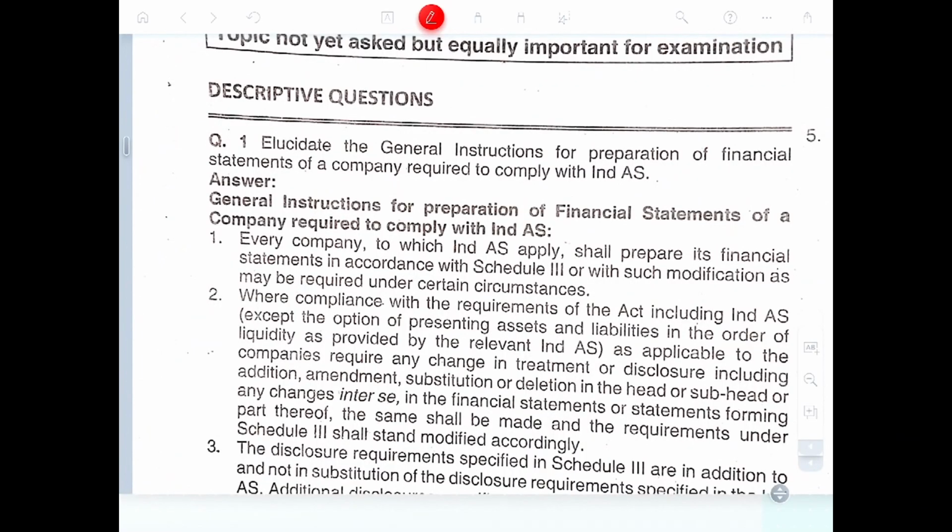General instructions for preparation of financial statements complying with Ind AS. Yes. Okay, that's a very good question.